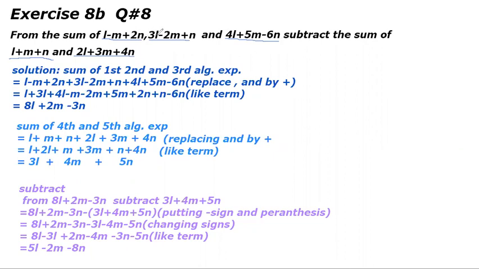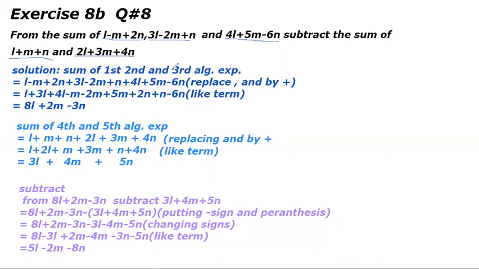First we have to add the first, second and third algebraic expressions, and in the second part we have to add the fourth and fifth algebraic expressions, and in the third part of the question, the last part, we have to subtract the sum of the fourth and fifth algebraic expressions from the sum of the first, second and third. This was the overall summary or the structure of the question. Now I will tell you how we will do it.